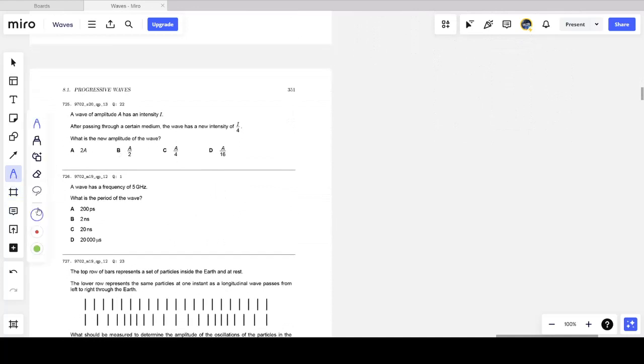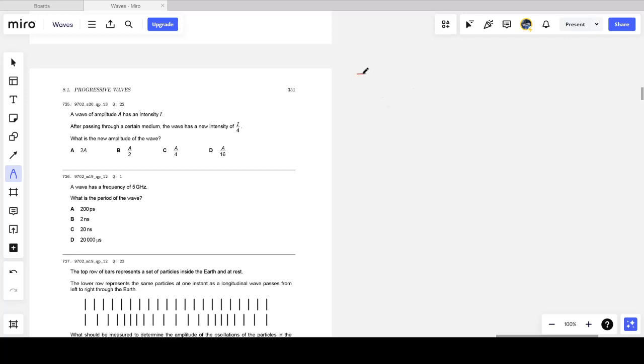Now question 725 is from summer 2020. It's question paper 1, variant 3, and it's question 22 from that paper. We are told that a wave of amplitude A has an intensity I. After passing through a certain medium, the wave has a new intensity of I over 4. What is the new amplitude of the wave?